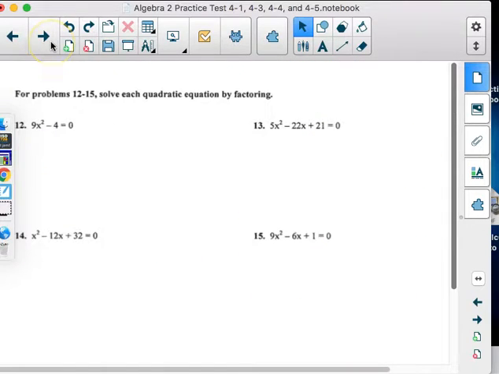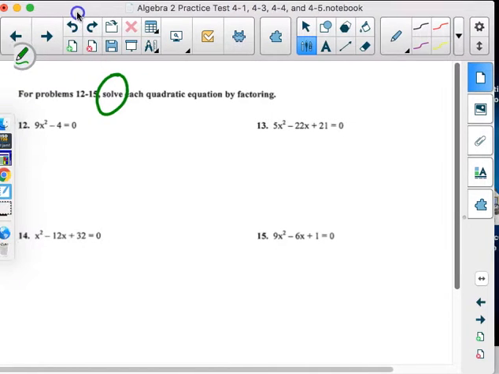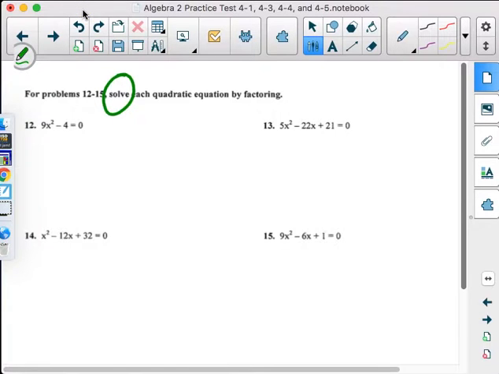Now the directions change, and it says solve each quadratic equation by factoring. So don't forget that you're solving here. You're not done when you factor. You have to figure out your zeros.